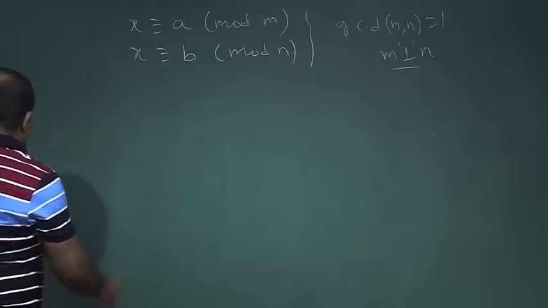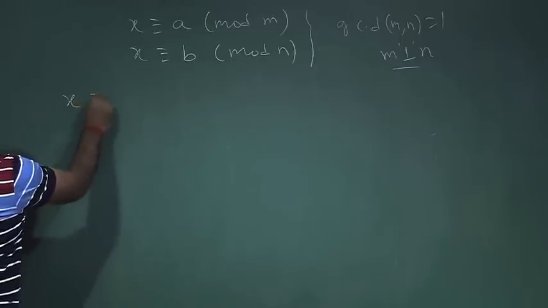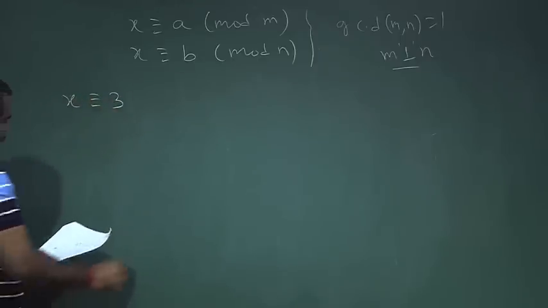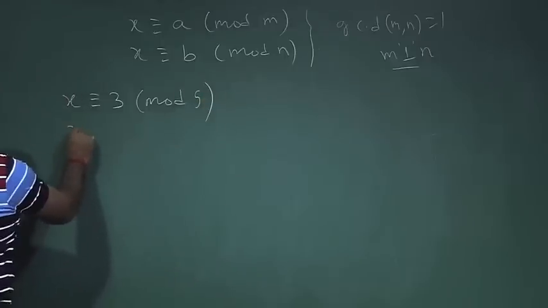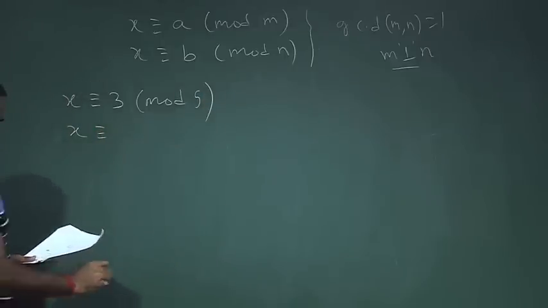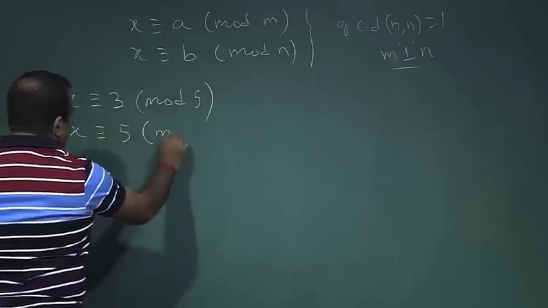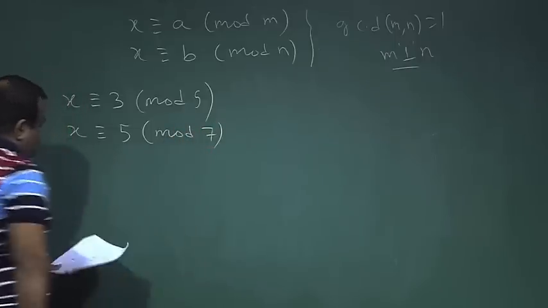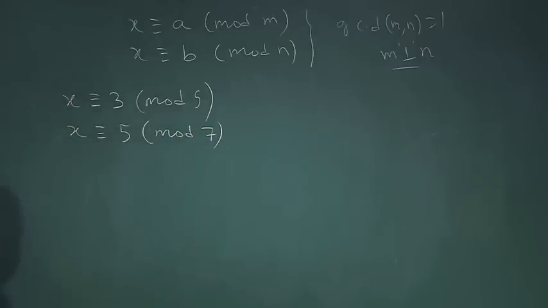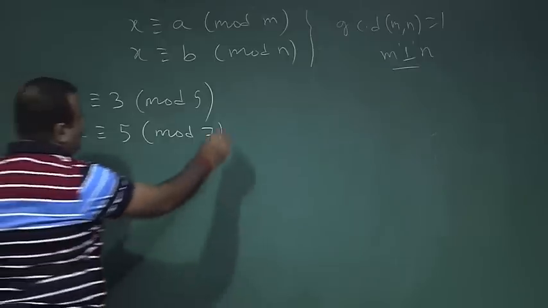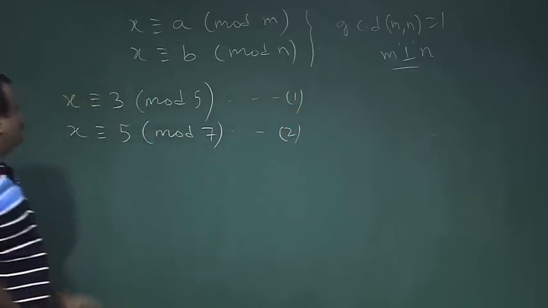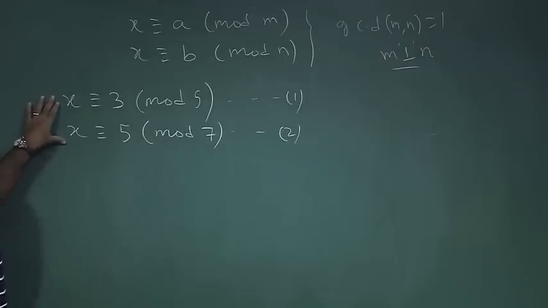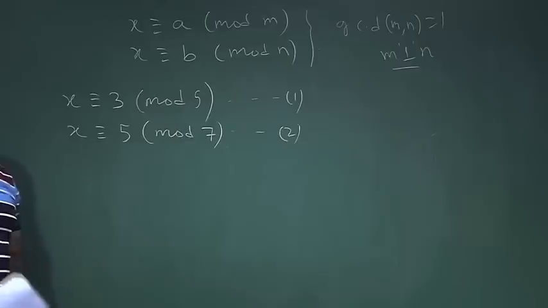Let us take an example, say we have x congruent to 3 mod 5 and x congruent to 5 mod 7. Okay. So, now we have equation 1 and equation 2, and we want to have a solution for this system. We want to find the value x which satisfies both the equations.